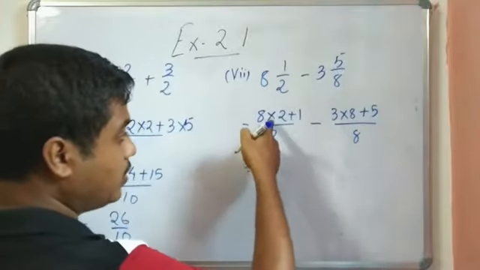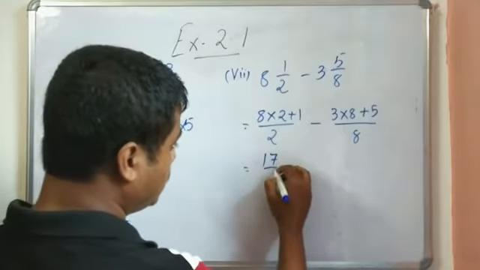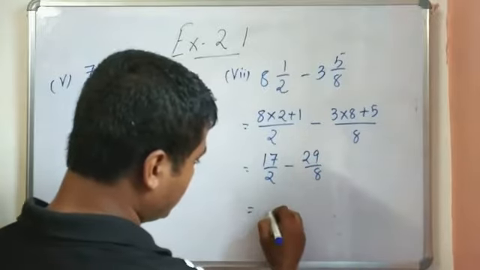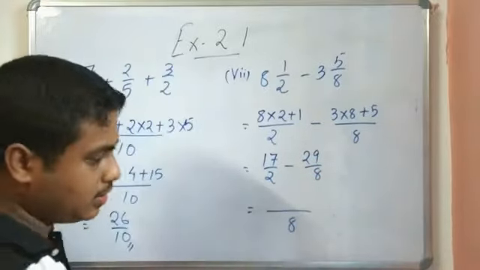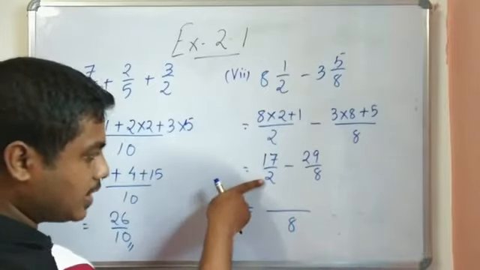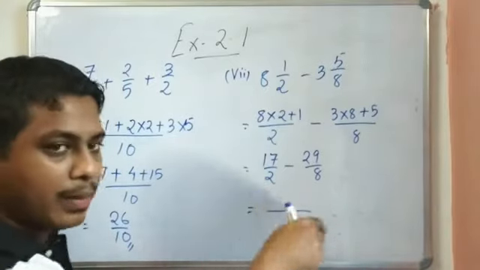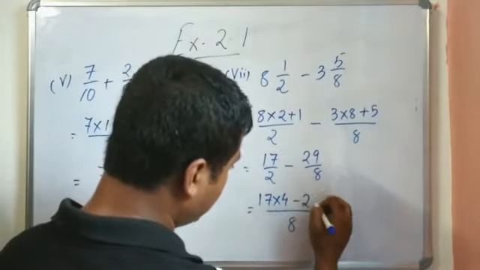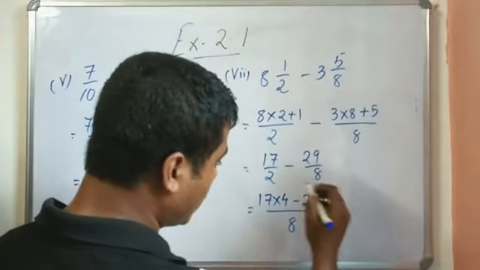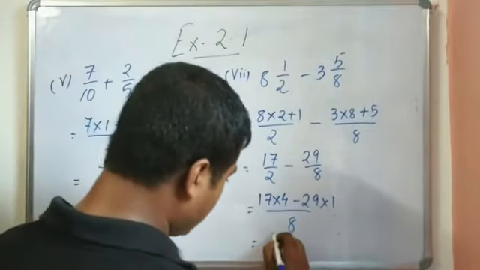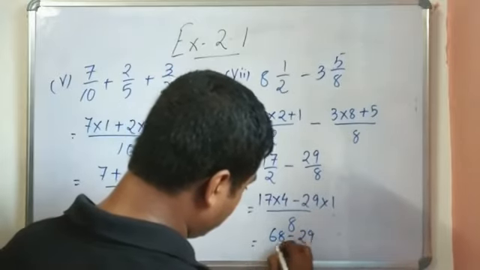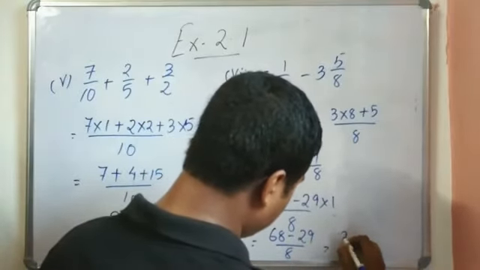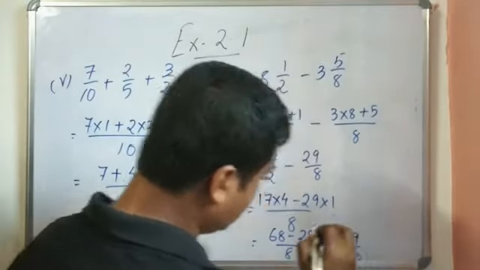I will do the steps. 8 twos are 16, 16 plus 1 is 17 by 2, minus 3 eights are 24, 24 plus 5 is 29 divided by 8. The LCM will be 8. Since here it is 2, we need to multiply by 4 to make it 8. So 17 into 4 minus 29, where 8 is already there so we multiply by 1. So 17 fours are 68, minus 29 by 8. 68 minus 29 is 39 by 8. So this is your answer.